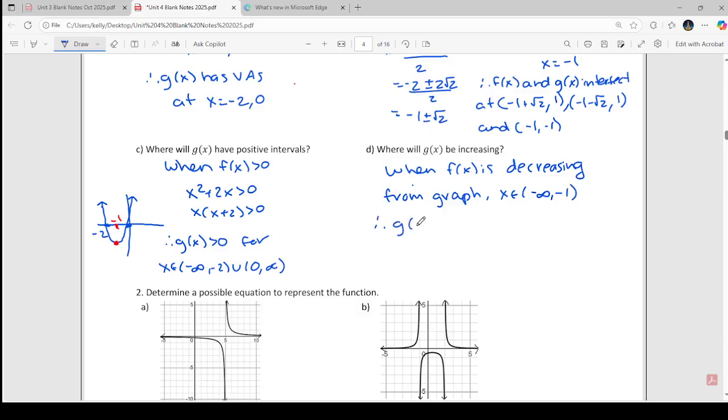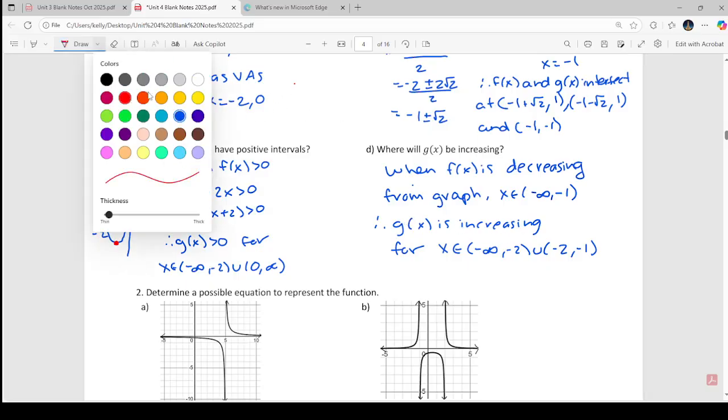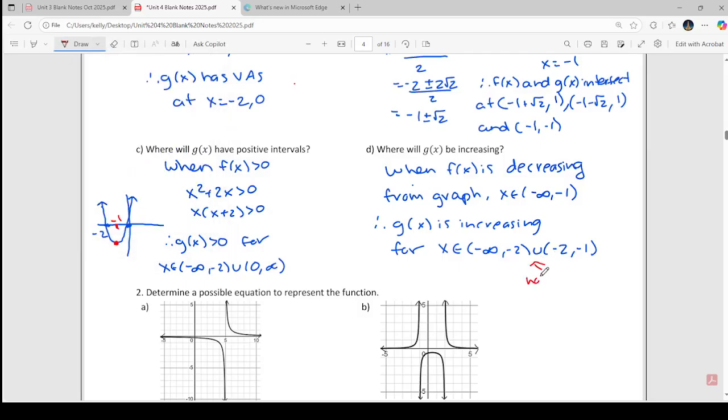So then g of x is increasing for the same interval, except remember that there's an asymptote in that interval. So it is increasing from negative infinity to negative 2 and negative 2 to negative 1. So not the exact same interval, because remember g of x has a restriction on its domain, and so we have to not include the value for the VA.